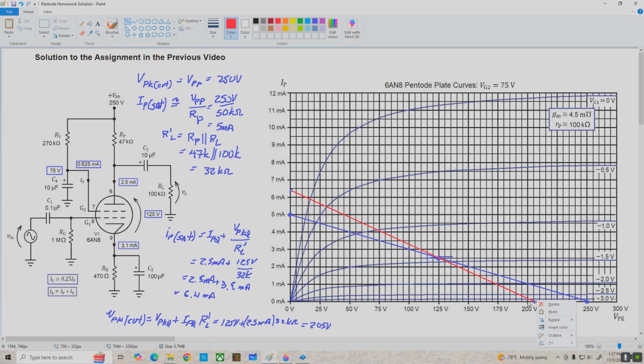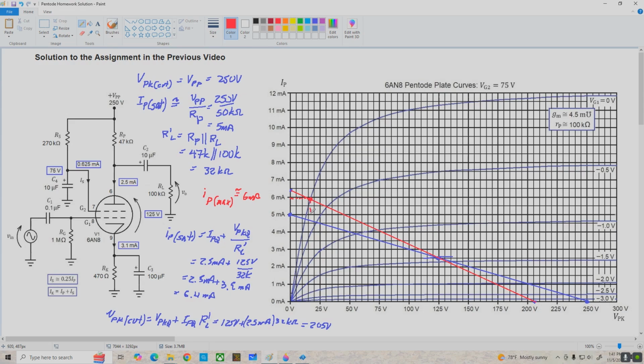There it is. It goes right through the Q point as we expect. And now we can determine the maximum plate current and minimum plate to cathode voltage by finding the intersection of our AC load line with our VG1 equals 0 curve. So let me make a mark here at this intersection, and we're pretty darn close to 6 milliamps for our maximum plate current. So that would be lowercase IP max is about 6 milliamps.